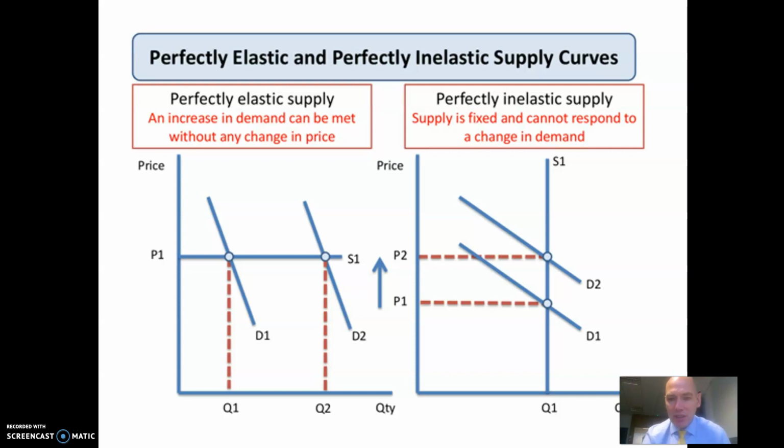On the opposite extreme, we have perfectly inelastic supply. So supply is equal to zero. It is fixed. It cannot respond to a change in demand. So in this instance, if there's an increase in demand from D1 to D2, supply will not change. However, the price will change, obviously, as a result of that increased demand pushing the price up. But with perfectly inelastic supply, we have a vertical supply curve.